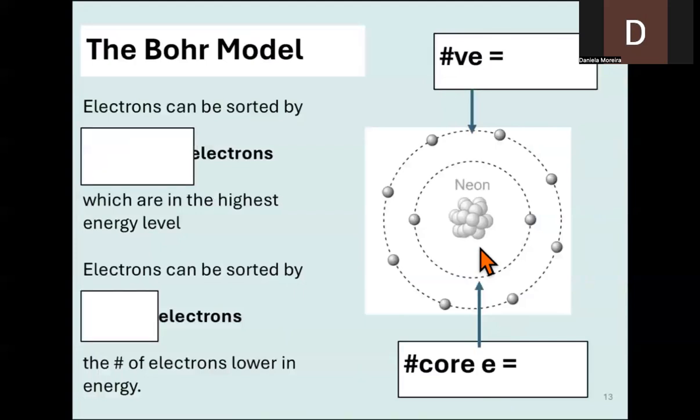So in the Bohr model, we can also sort electrons into two categories. One is valence electrons, which are in the highest energy level, and these are the ones we talked about in the build a table activity. Electrons can also be sorted into core electrons. So here, in neon there are 2 core electrons, but neon has 8 valence electrons, and in total, neon has 10 electrons.